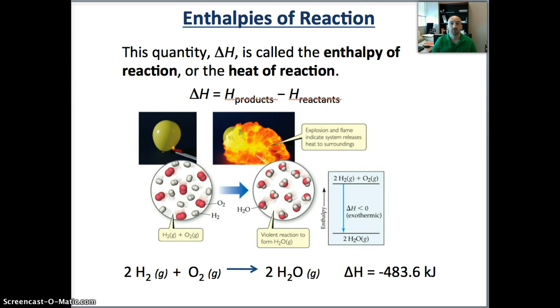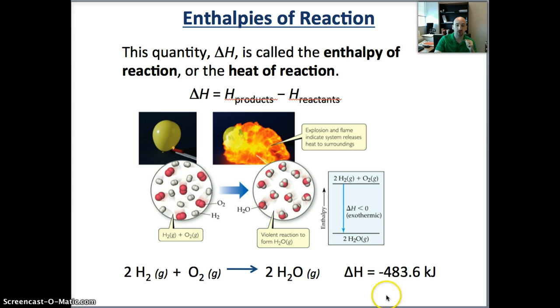All right, so the delta H for the reaction is just called the enthalpy of reaction, or we can call it the heat of the reaction, and it's just equal to the enthalpy of the products minus the enthalpy of the reactants. So for an example, we can say that 2 moles of hydrogen gas react with 1 mole of oxygen gas, and we form 2 moles of water, and the delta H for this reaction is minus 483.6 kilojoules.